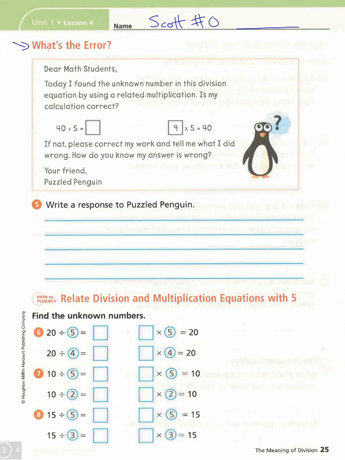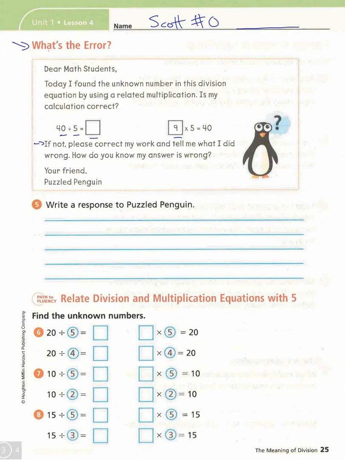And so he said 40 divided by 5 is some amount. And he said, well, it's 9. 9 times 5 is 40. And he says, if this is not correct, right? If it's not correct, please correct my work and tell me what I did wrong. How do you know my answer is wrong? Your friend, Puzzled Penguin.